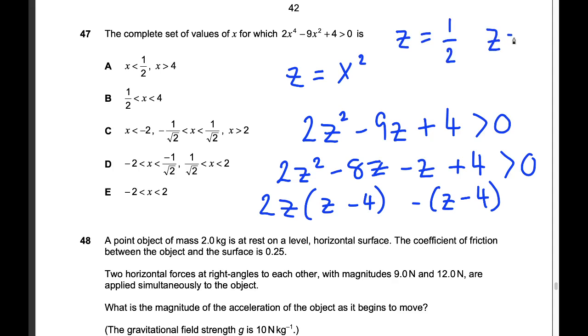So this one actually is going to be a bit symmetrical. So when I sub back in for x squared and square root, this will give me those 4 points where I cross the x-axis, right? And it's going to give me x is equal to plus or minus 1 over root 2, and x is equal to plus or minus 2.